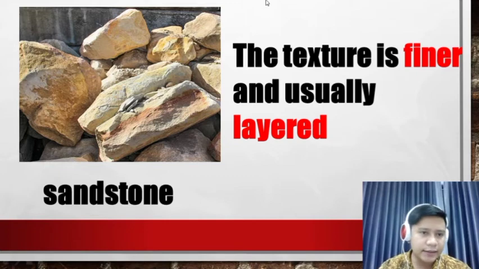So, this is the example of sandstone. A little bit big, but I think this one, no? Sandstone. The texture is finer. I think fine, okay? Finer. The roughness of the stone is quite good. And usually layered like this, layered. So this one is what we call sandstone. Again, remember the words finer and layered.